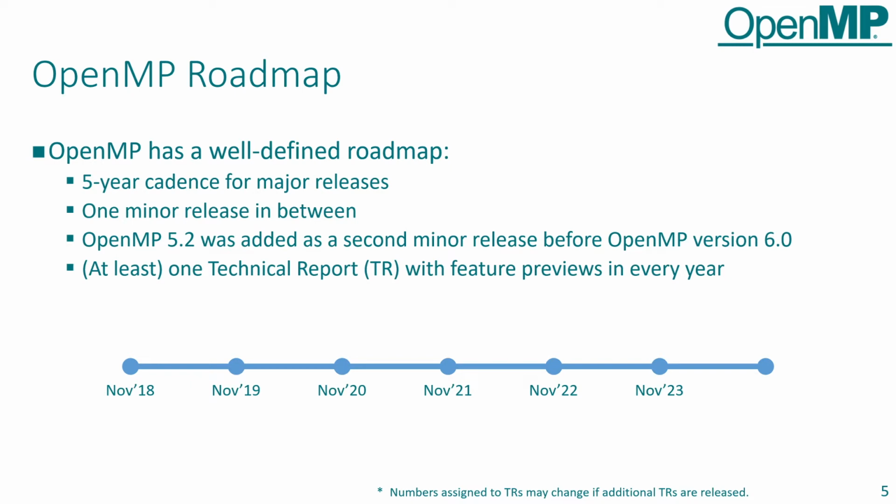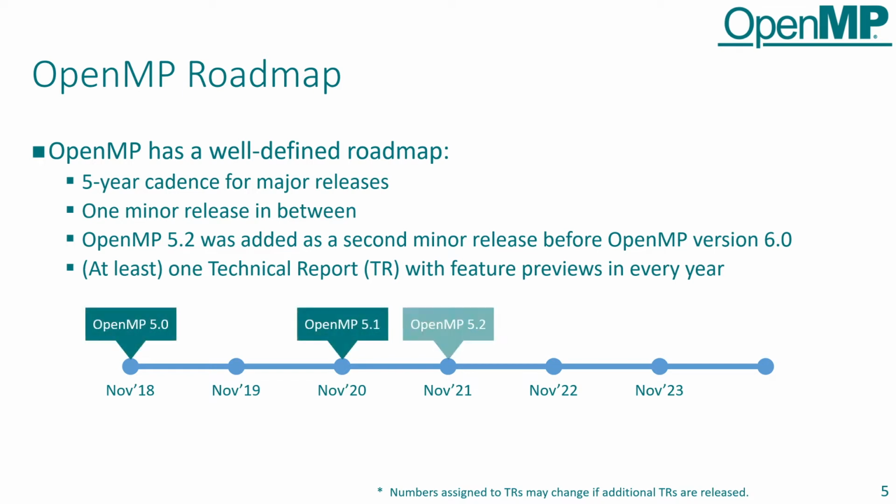If you want to visualize that, I put a timeline on this slide. OpenMP 5.0 was our last major release in November 2018. As I already said, OpenMP 5.1 will be released this November. OpenMP 5.2, the next minor release, is scheduled for November 21. In November 22, we will not have a full OpenMP release, but OpenMP 6 will then be the next major version, coming out in November 2023.